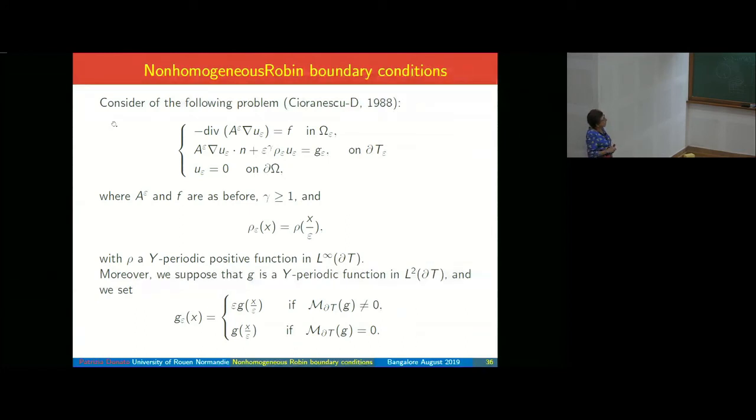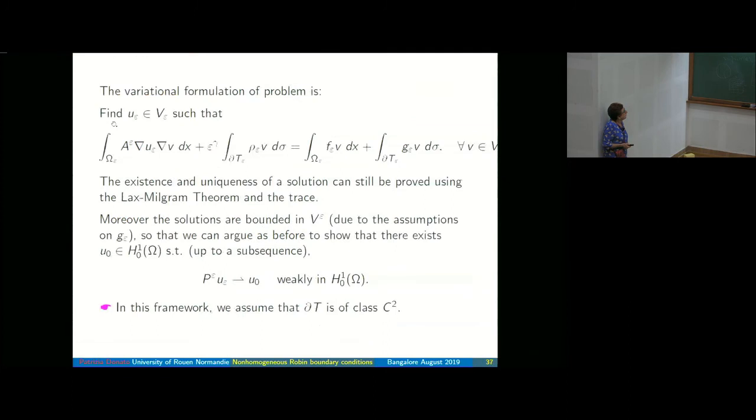I will come back to this case of average 0, because it actually is more difficult than the first case, except if g is 0. If g is 0, we are like before. Otherwise, it's more complicated. So let us look at the variational formulation.